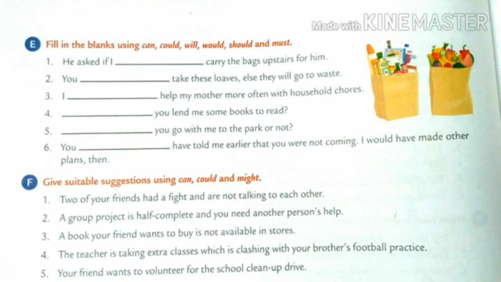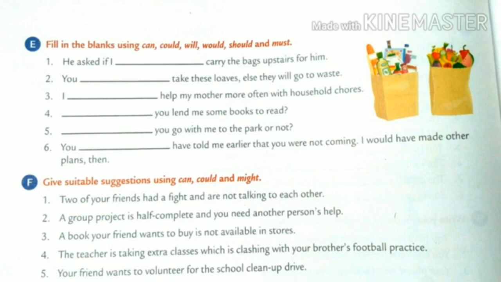Second one: a group project is half complete and you need another person's help. What will be your suggestion? We can use some name also. Rajan, Akash and me need help with the completion of this project. You know the structures of the cell very well and we could use your skill in preparing the charts. In this situation, we used two modals, can and could. For asking a question, we used can, and for the ability, we used could. And for the possibility, we used could.